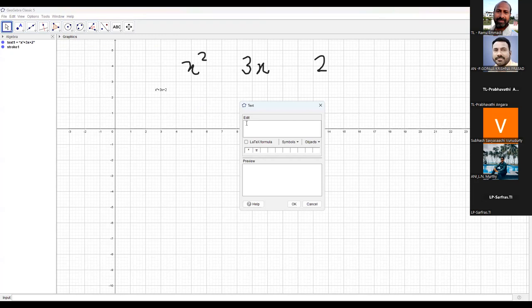Is this clear, sir? Ma'am, how to draw the x square? So you will have to type x. For square, sir, you can use the symbols. In basic, we have a square symbol. You have to click on basic, and in the right most corner, this is the option for square. Plus. For plus, sir, you can use the basic symbols also, or you can type from your keyboard. This is the basic symbol that we also have on the keyboard. Plus. Yes, sir. Thank you.